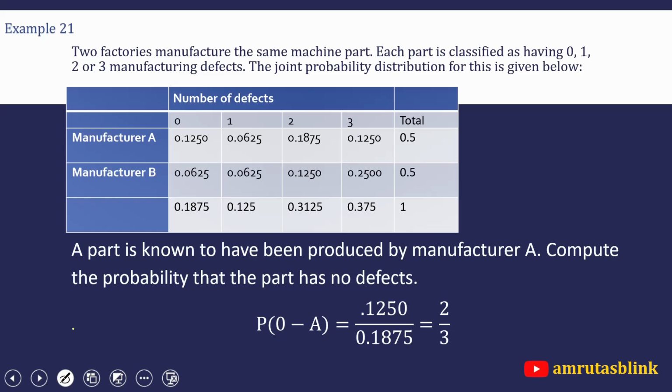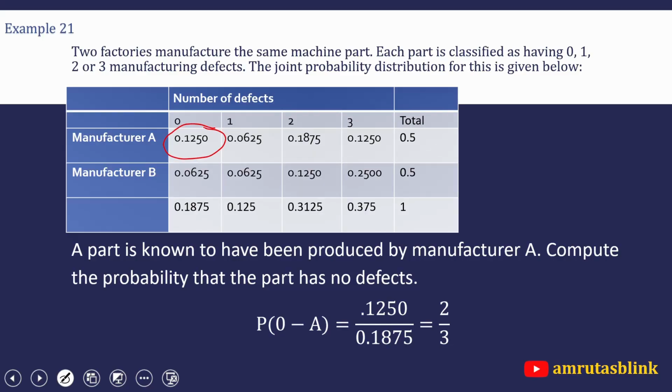Now let's look at the second scenario. A part is known to have been produced by manufacturer A. Compute the probability that the part has no defect. Now exactly similar to this, that is no defect, that means 0 defects from manufacturer A.